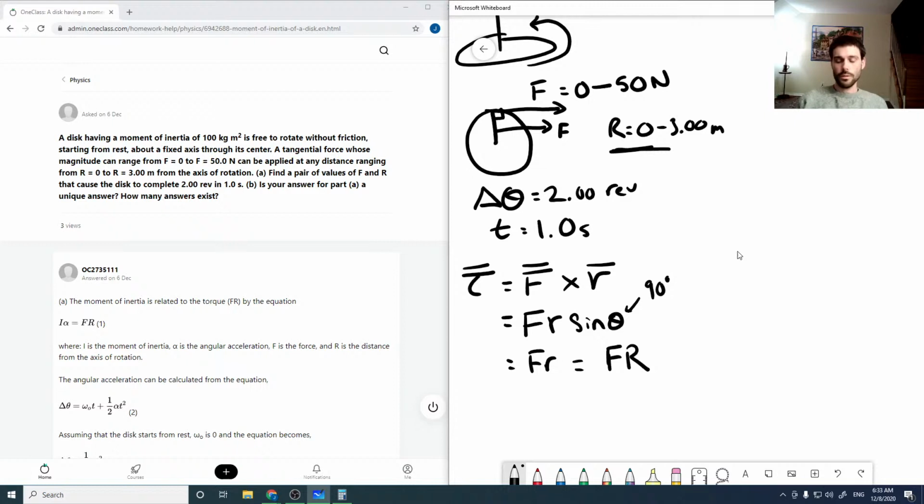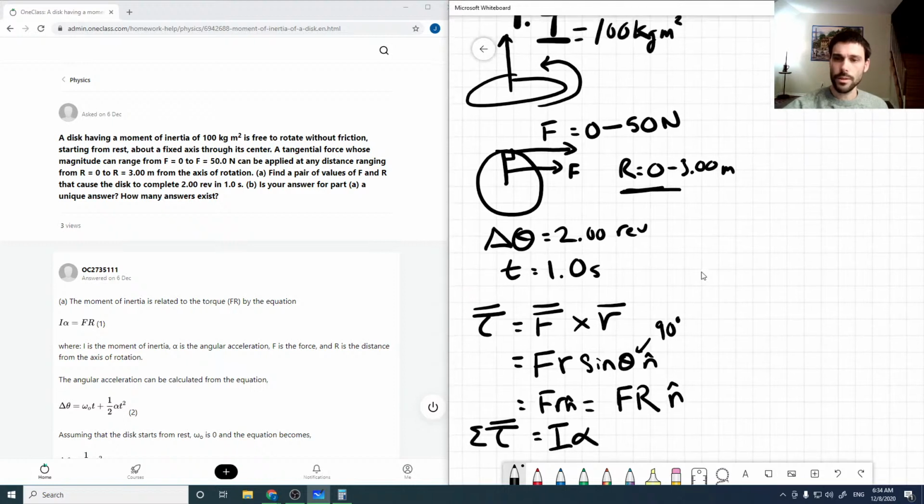In circular motion, our analog to our force equation is that the sum of our torques is equal to I alpha. I'm going to keep using this vector notation, and I'll put an n hat just to give it our direction.